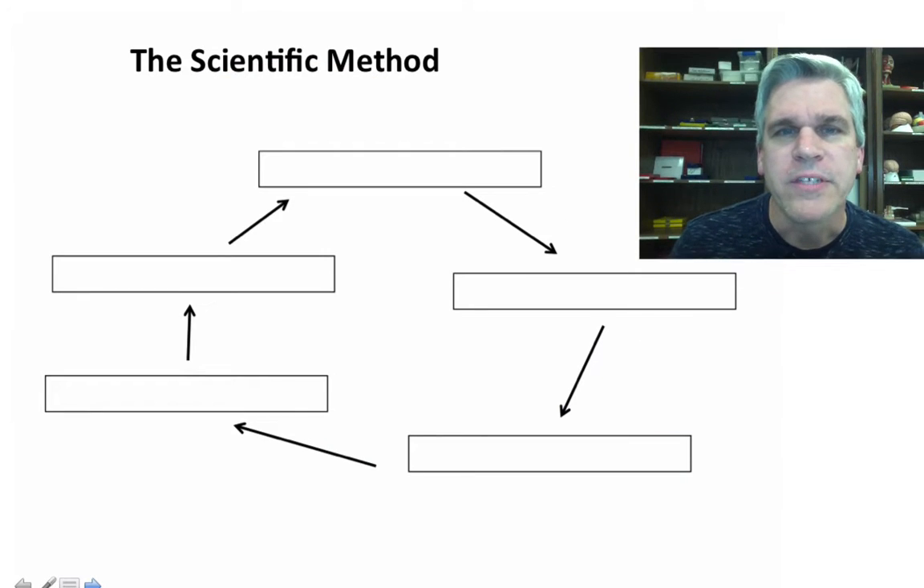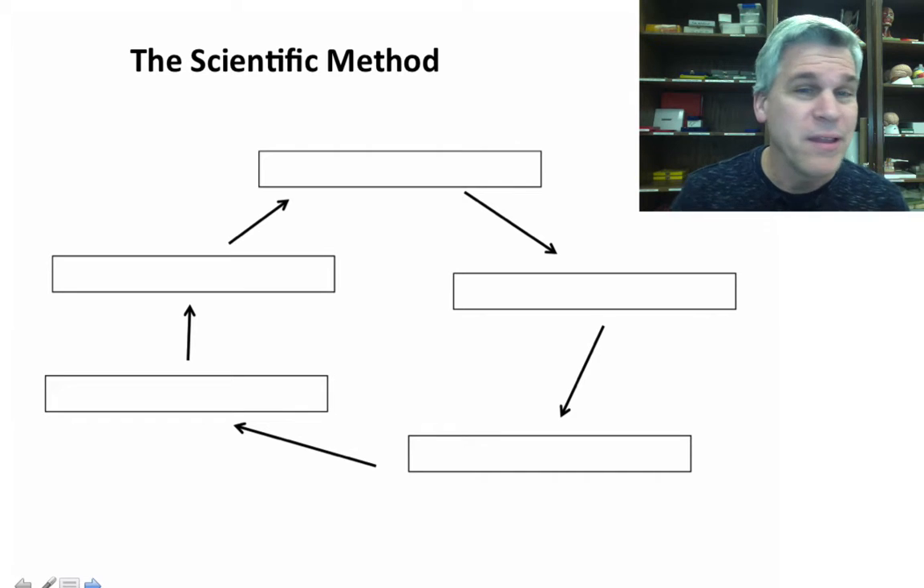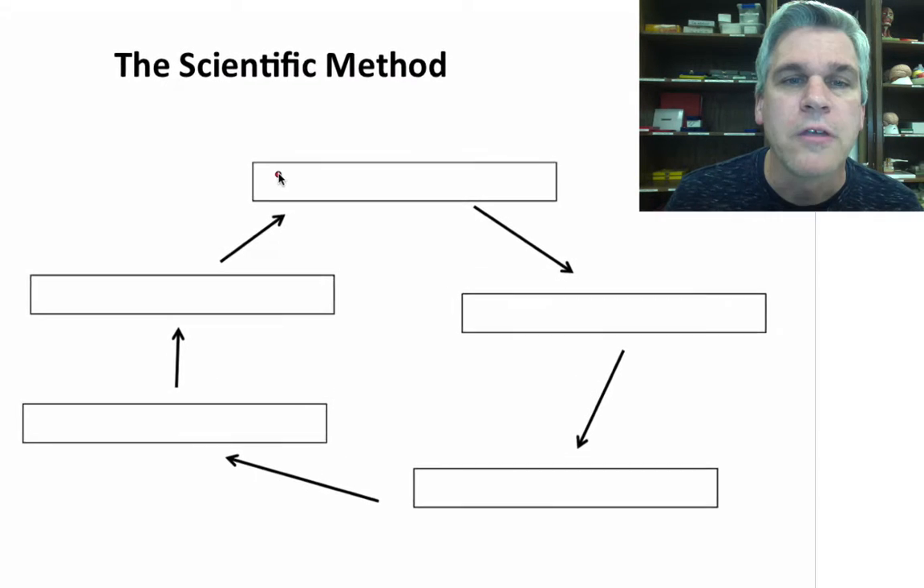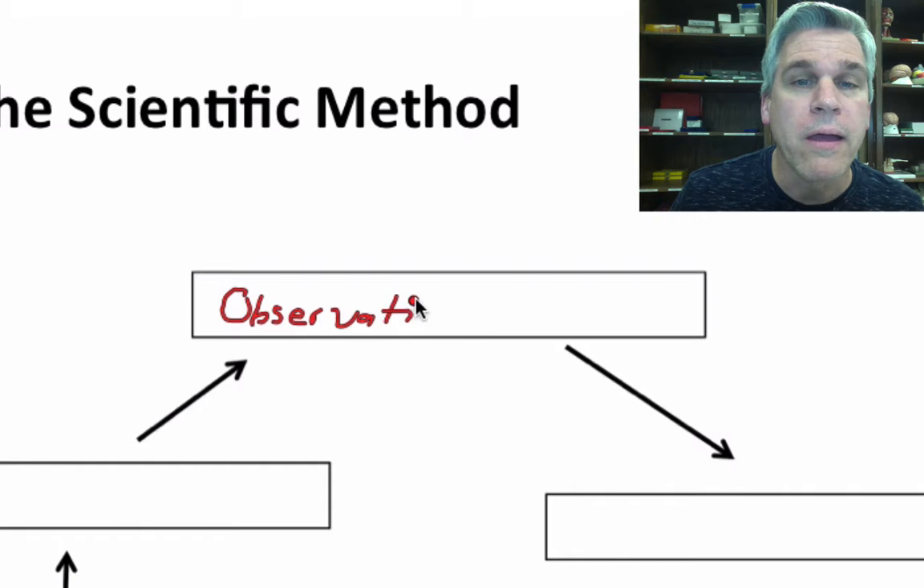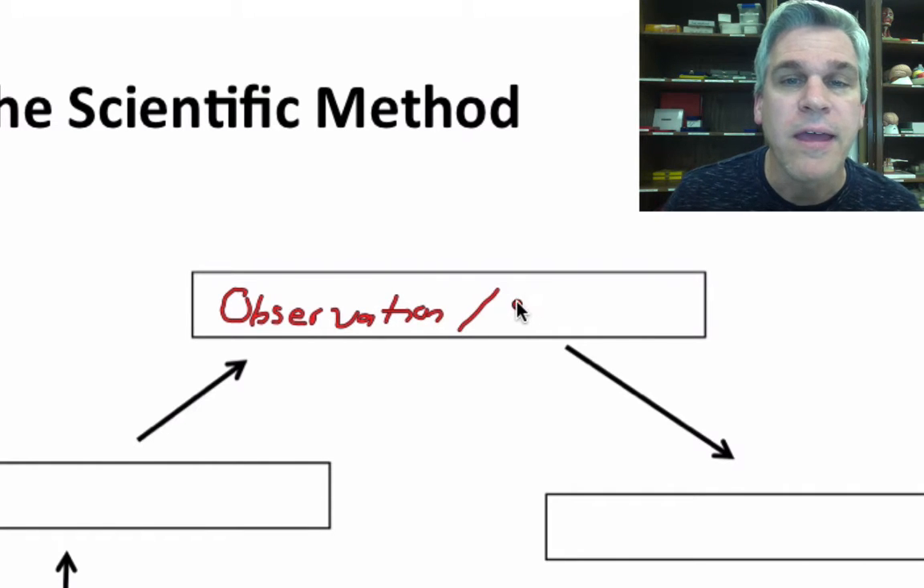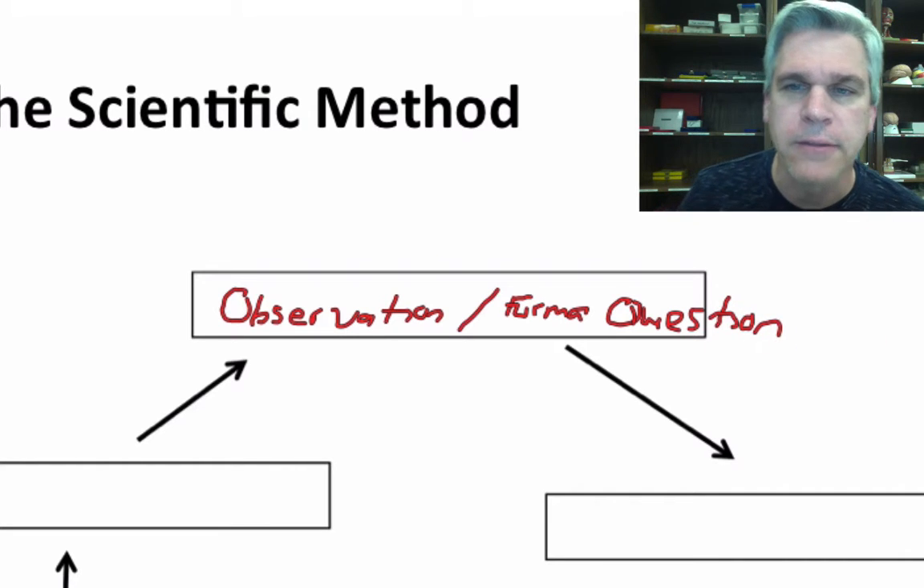So don't think of the scientific method as a step-by-step process. Think of it more of maybe like a cycle, if you will. So let's start up top here where the scientists will make an observation about something, or maybe they have a question that they want to answer. So we'll say form a question. Kind of went outside the box, but you get my idea here.